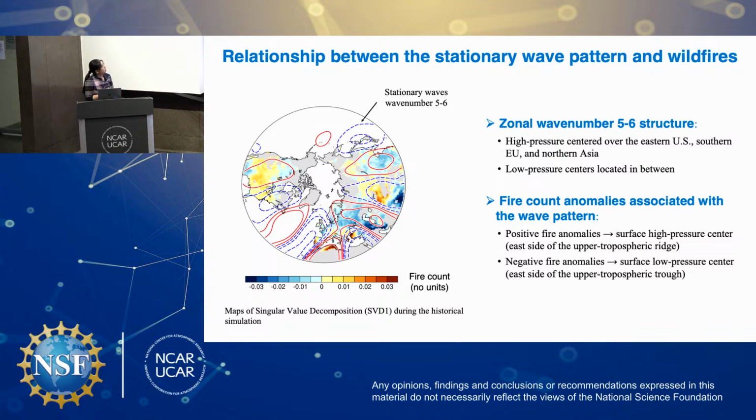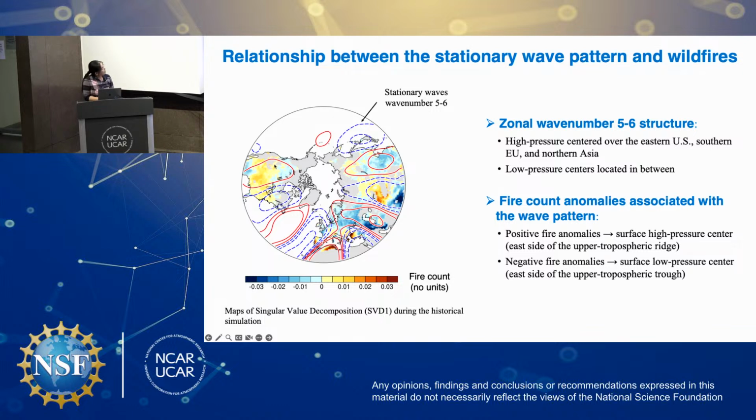The first question is whether there is a relationship between the stationary wave and wildfire occurrence. To answer it, we apply singular value decomposition on the wave and the wildfire. This map shows the first SVD, which explains 90% of the variance. If you first focus on the contours, that's the stationary wave, and you see some high pressure centers over the eastern US, in Europe, and in northern Asia, and low pressure centers located in between.